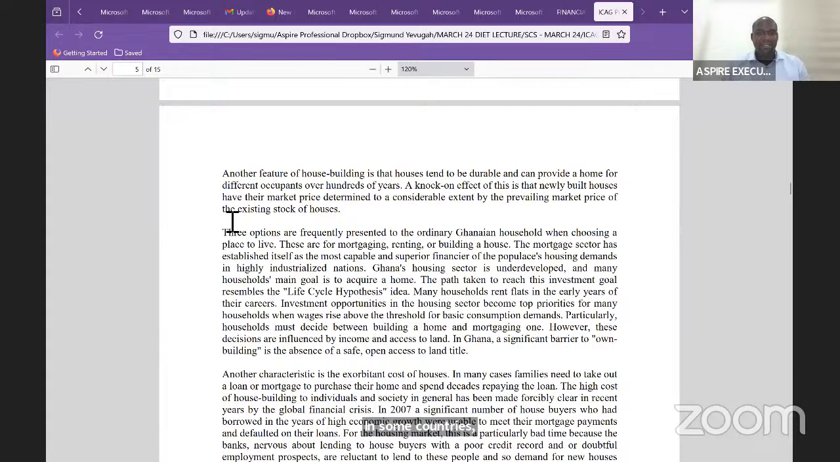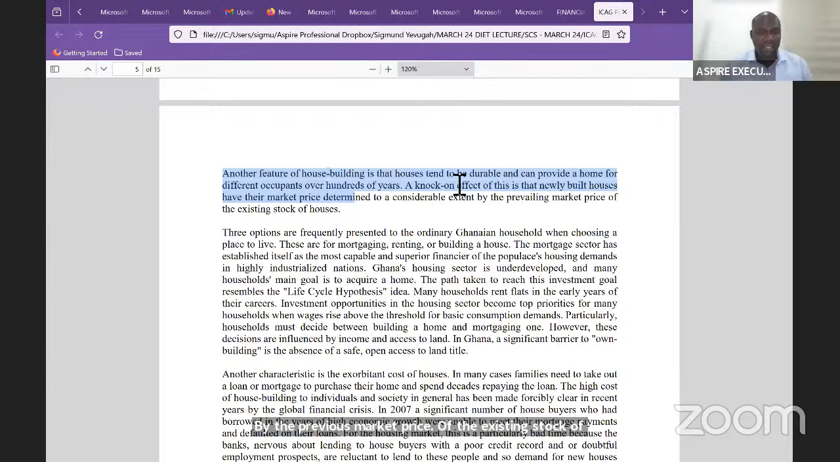Now, another feature of house building is that the house tends to be durable and can provide a home for different occupants over different years, over 100 years. A knock-on effect of this is that newly built houses have their market price determined to a considerable extent by the prevailing market price of the existing stock of houses.